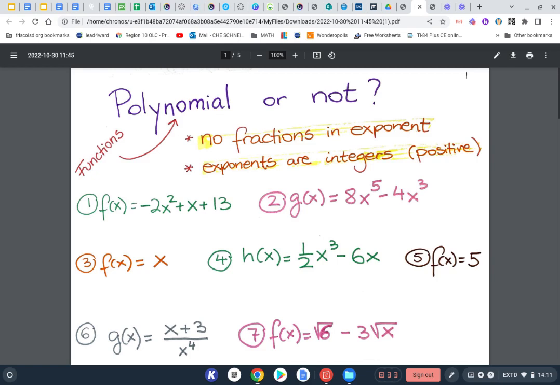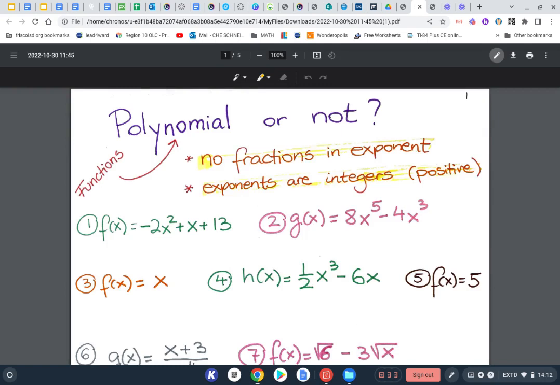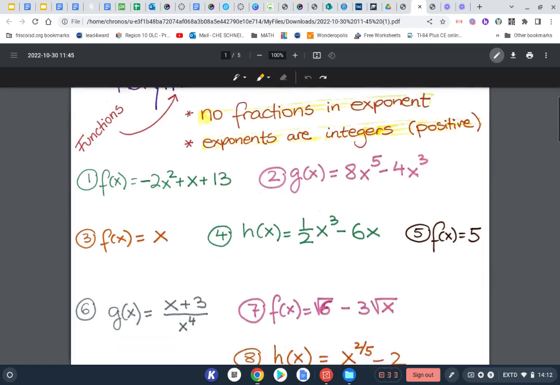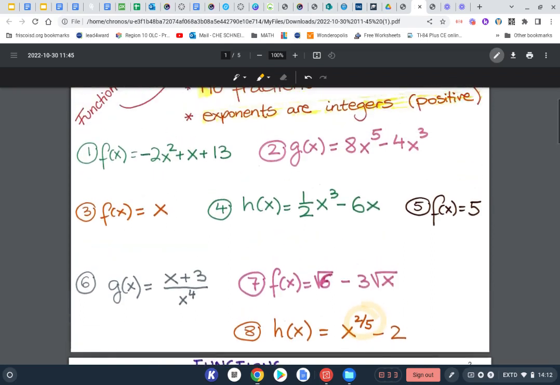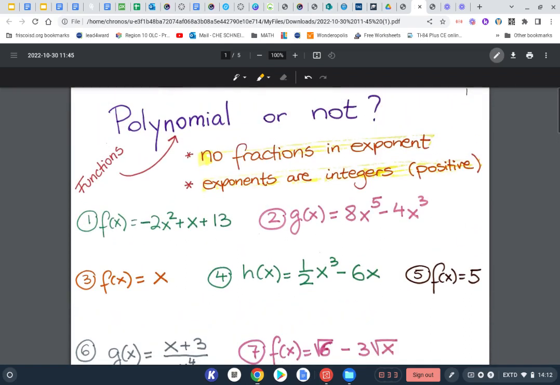For instance, if you have a variable raised to some sort of fraction, then you're going to say it is not a polynomial function. So you're going to keep looking for fractions in the exponent and say, no, thank you. For instance, how about here at the bottom? Number 8. You see, x is raised to the power of 2/5. That's a fraction. So that would disqualify this whole thing from being a polynomial function.